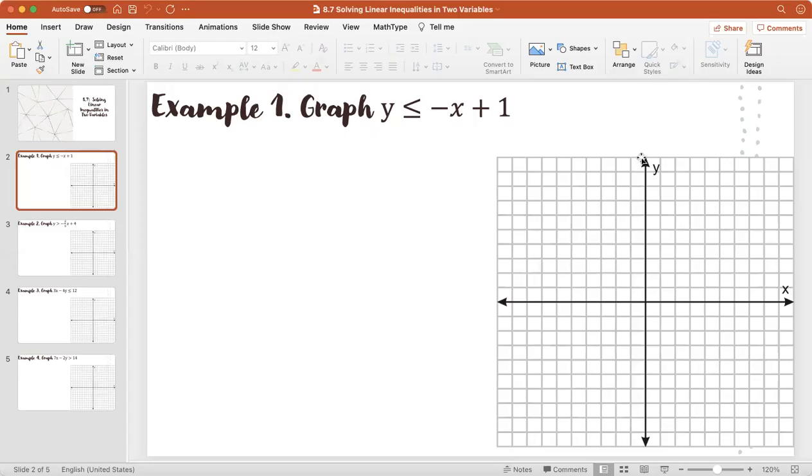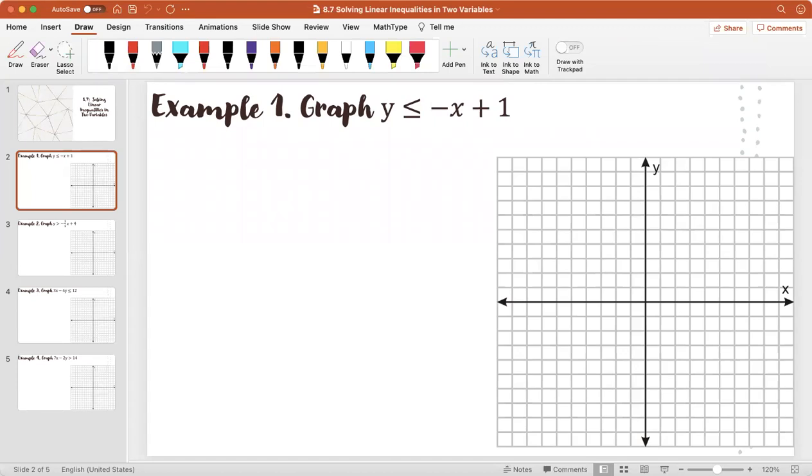So let's graph this linear inequality in two variables: y is less than or equal to negative x plus 1. In this case, we have to consider the inequality symbols, less than or equal to, greater than or equal to. When you have this symbol for an inequality, then you'll be using a solid line.